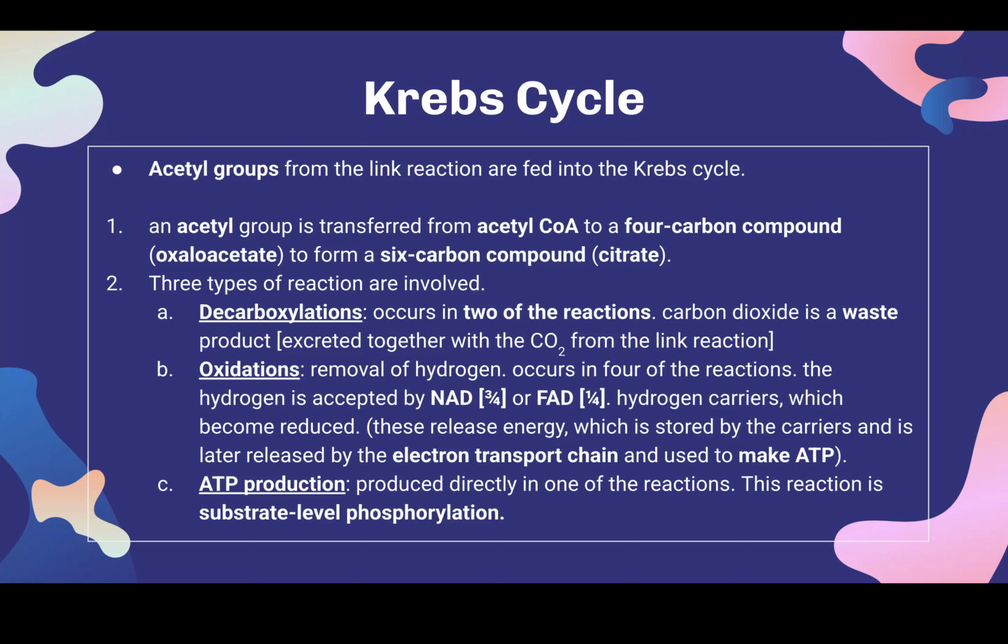ATP production is another one of the reactions. ATP is only produced directly in 1 of the reactions, and then the rest of the ATP that's produced is produced in the ETC, or electron transport chain. And this reaction is called substrate level phosphorylation.